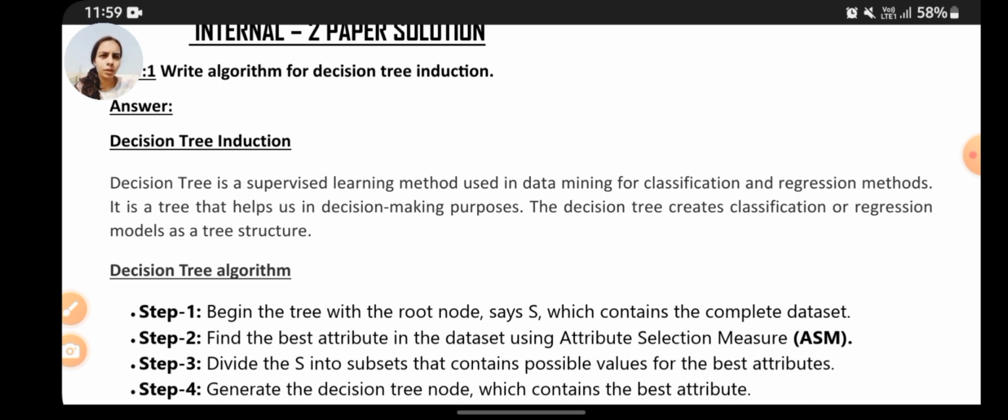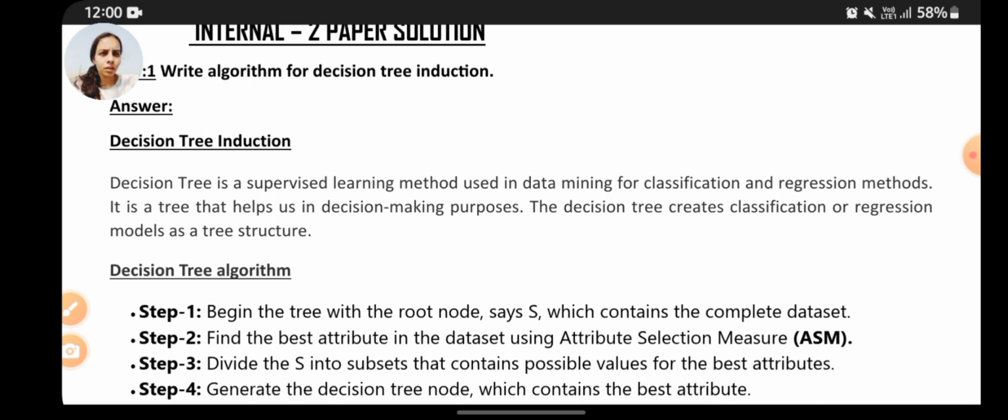So question number 1 says: algorithm for decision tree induction. In the previous video we discussed some basic knowledge of decision trees and the questions based on them. So in this video we are discussing the algorithm for decision tree induction. Let's move towards the solution.